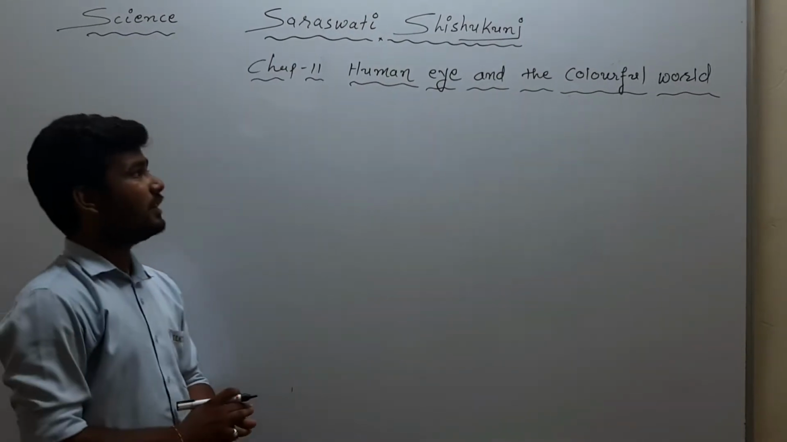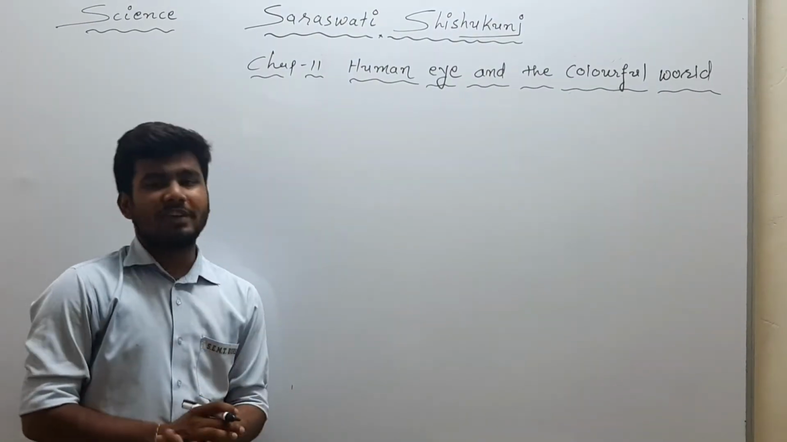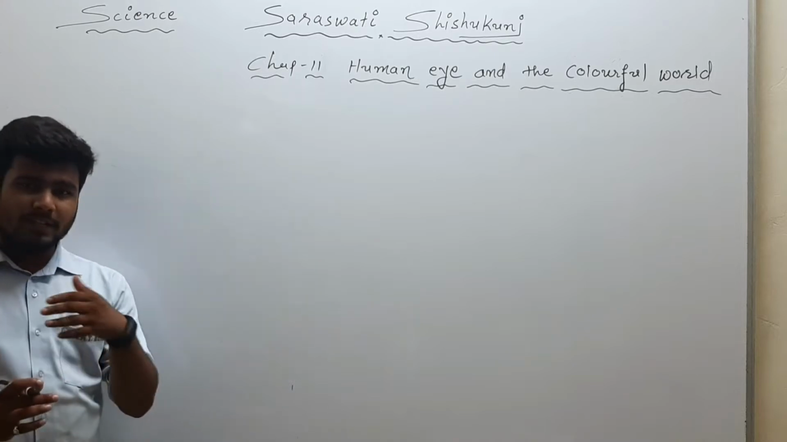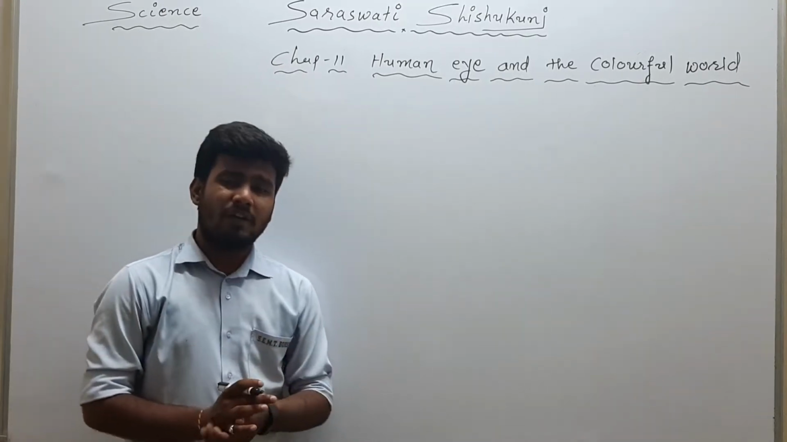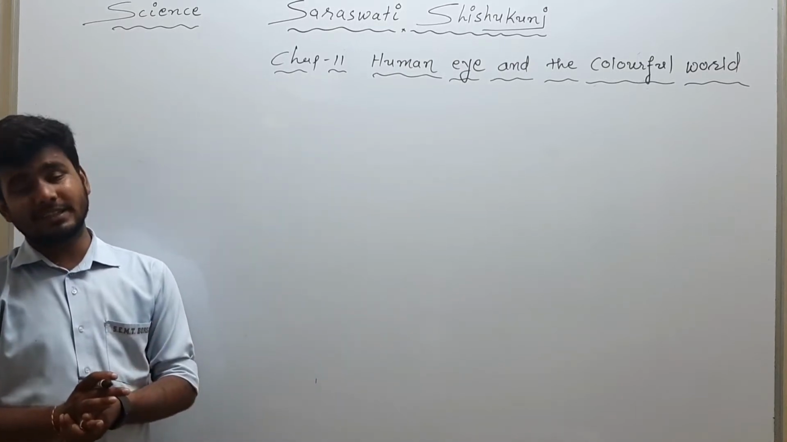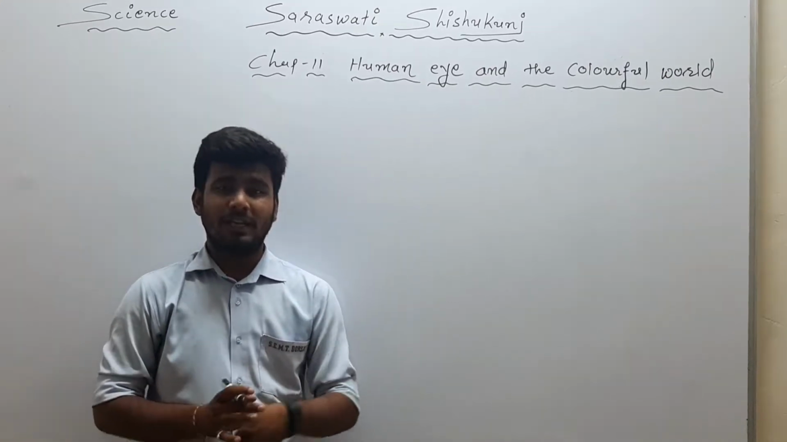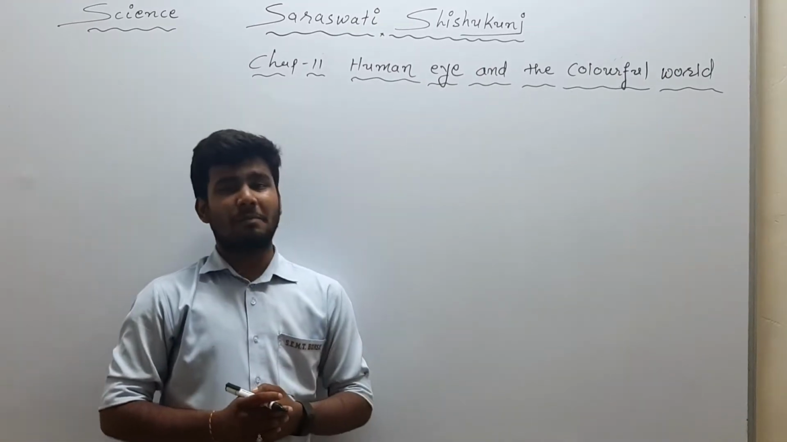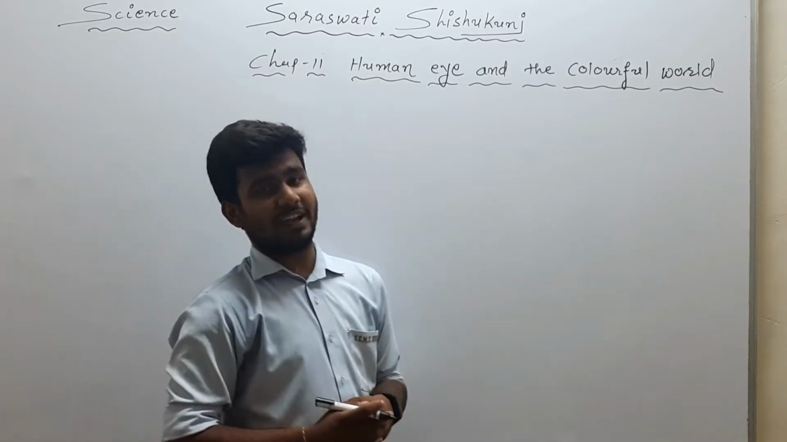Chapter number 11, Human Eye and the Colorful World. Till now we have discussed what the human eye is and how it functions. After that we discussed the defects of the human eye. After that we discussed how refraction is done by a glass prism. After that we discussed how dispersion of light and recombination of light are done.